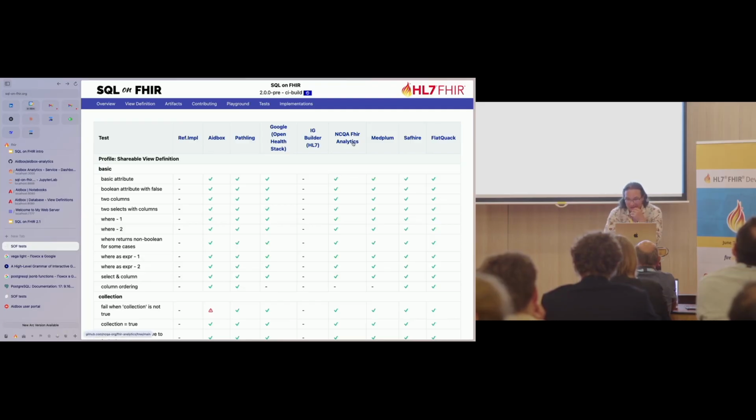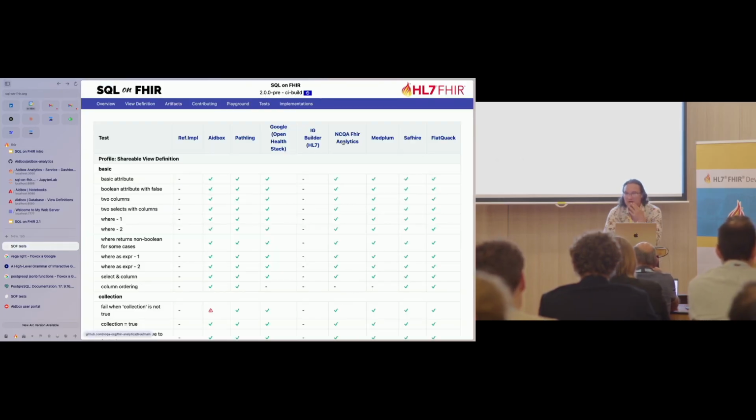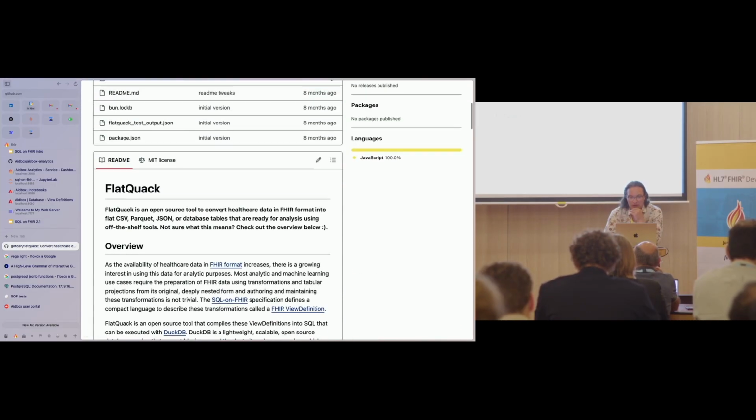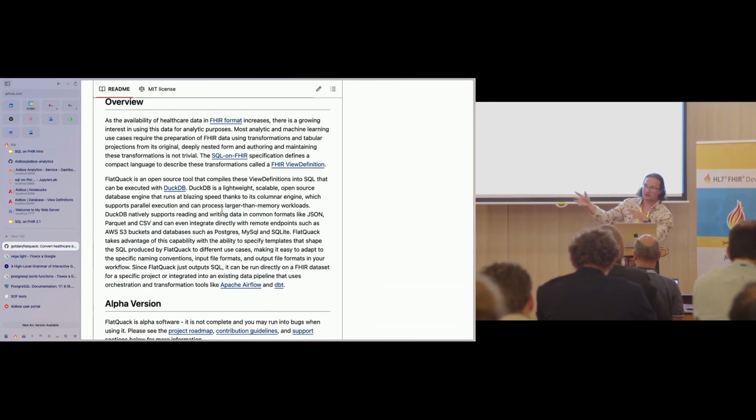The InCQA guys implemented something, so it's just the test results. I don't know, they probably didn't open source it. I think it's in Rust, a very efficient ETL runner. Midplum implemented TypeScript. It's very similar to what we did in JavaScript. And I think some Optum guy reported a very efficient ETL implementation, and Dan wrote FlatQuack, which is an ELT-style transpiler from view definition to DuckDB.